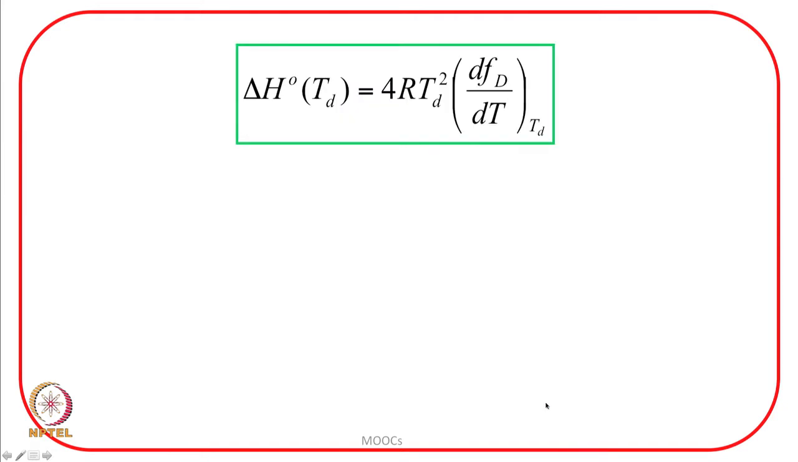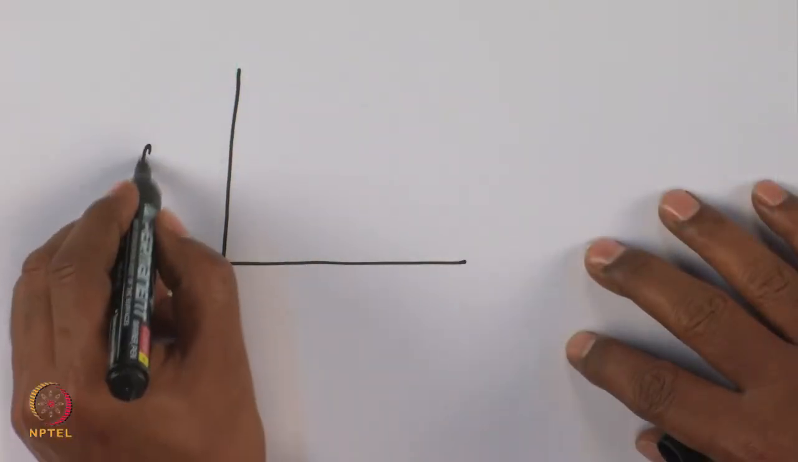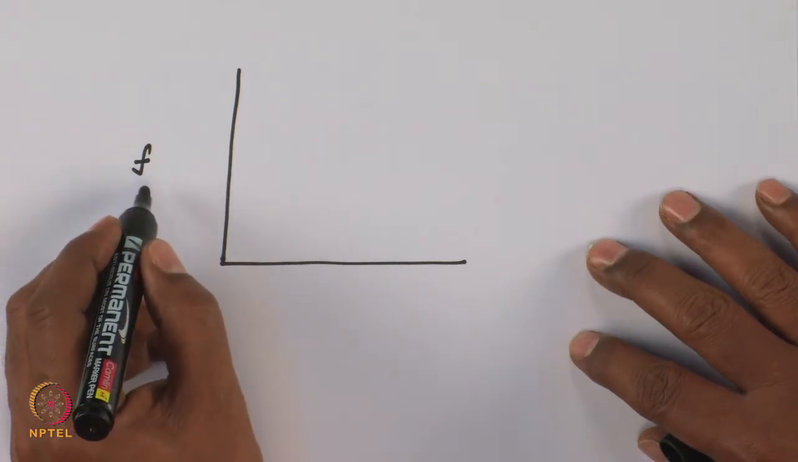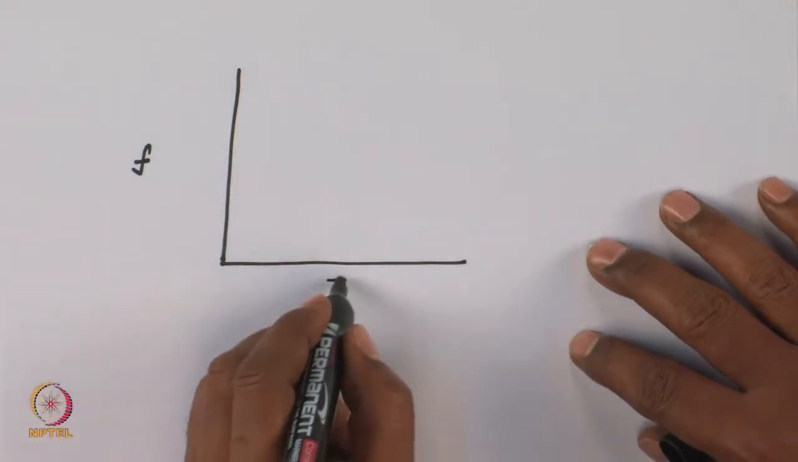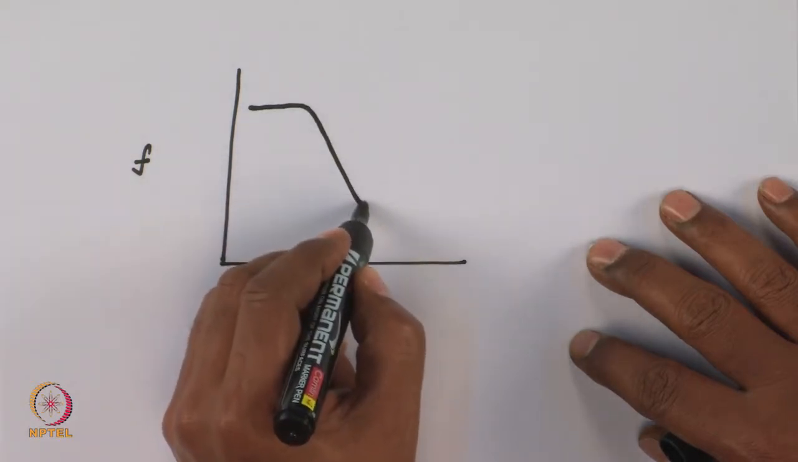Another form of writing is delta H naught at Td is 4R Td square over delta T, that is, 4R Td square times 1 over delta T. What is this delta T? Let me explain over here. If we are considering a two-state transition, and let us say we are talking about fraction of denatured or native state, whatever you want to put, versus T, and let us say the change is happening like this.